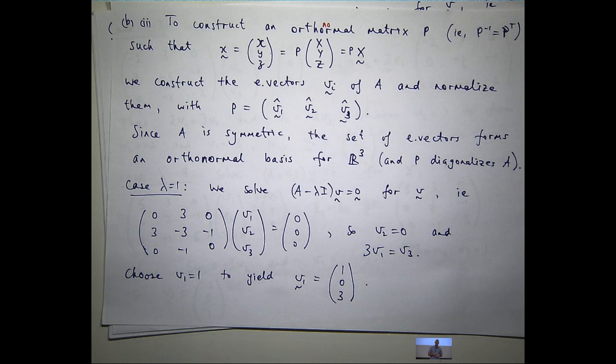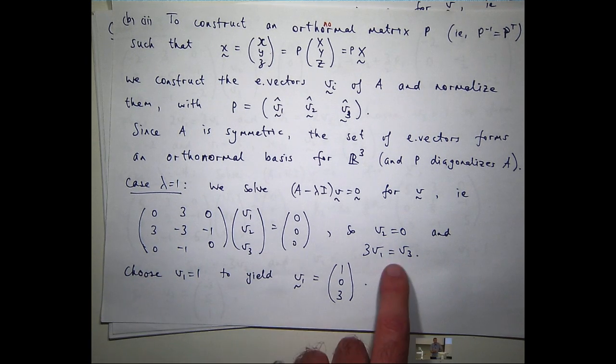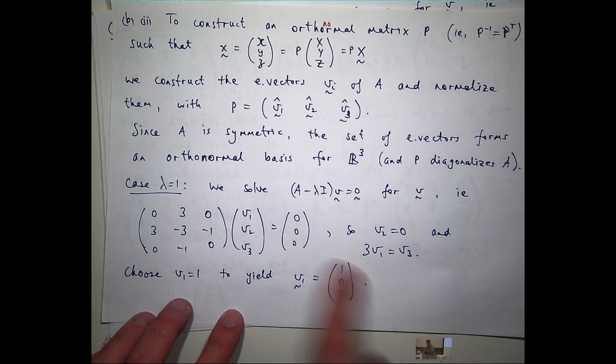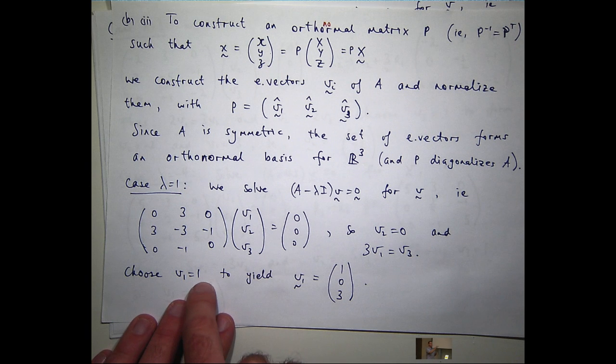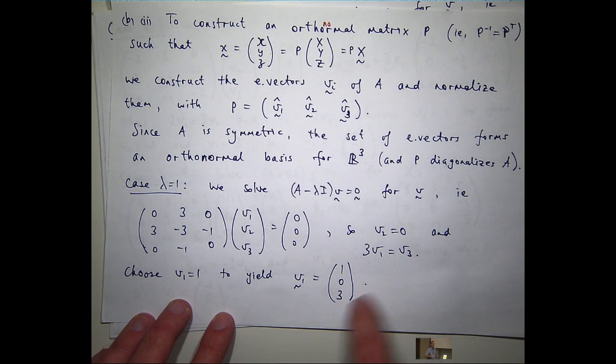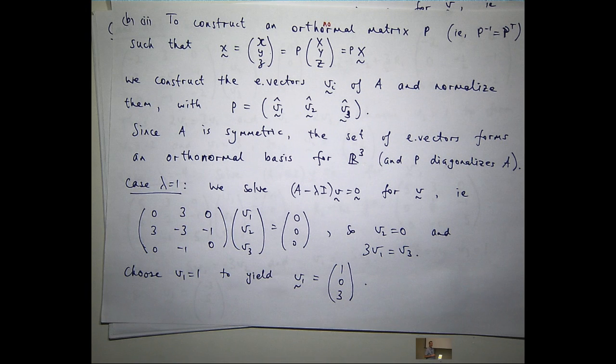So that was pretty easy. We didn't really have to do any row reduction there. We could just kind of do it in our head. Okay, note that this answer here isn't unique. It could be any multiple of this as well. I could have chosen v1 to be 2. In that case, I'd get v3 equals 6, and I'd still be correct. So with eigenvectors, if you and your friend get a multiple of each other, you're still correct. Okay, so that's our first eigenvector.